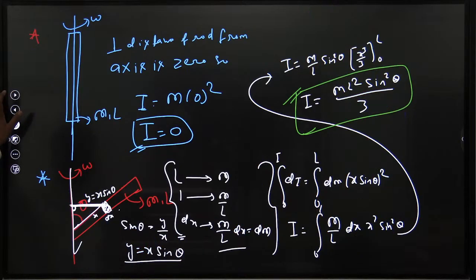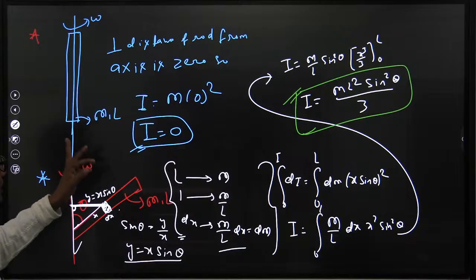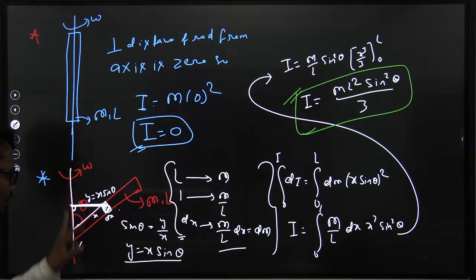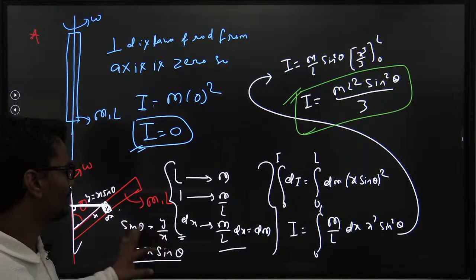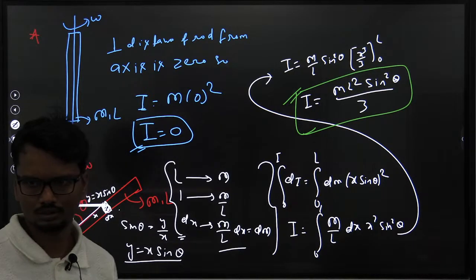In the third case, when the rod coincides with the axis, the perpendicular distance from the axis is 0, so the moment of inertia I is equal to 0. In the fourth case, when one end of the rod makes an angle theta with the axis, and the rod has mass m and length L, the moment of inertia of the rod about the axis is I equal to mL square sin square theta by 3. I think this is clear to all of you. Clear?